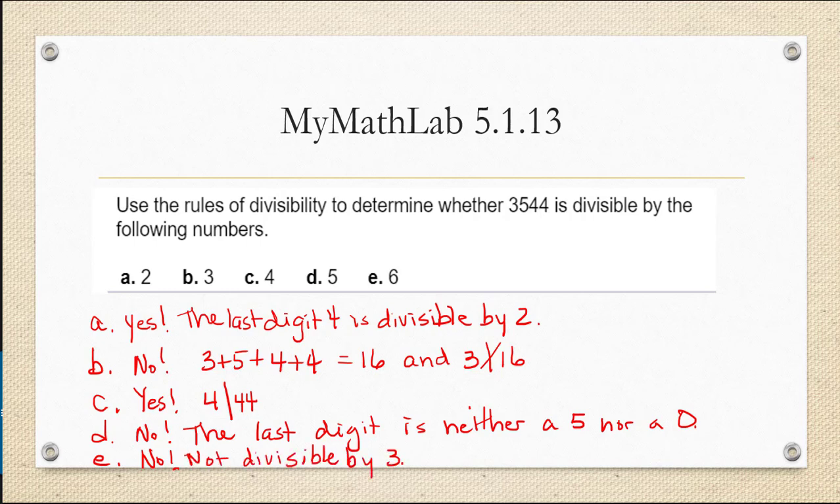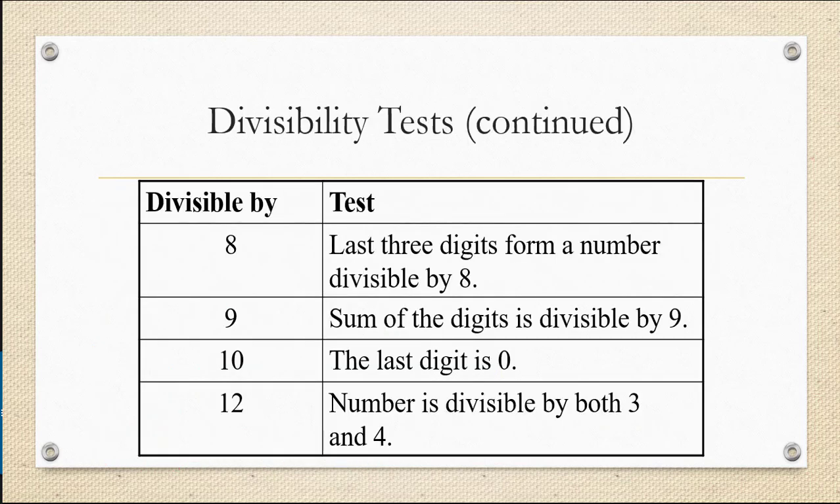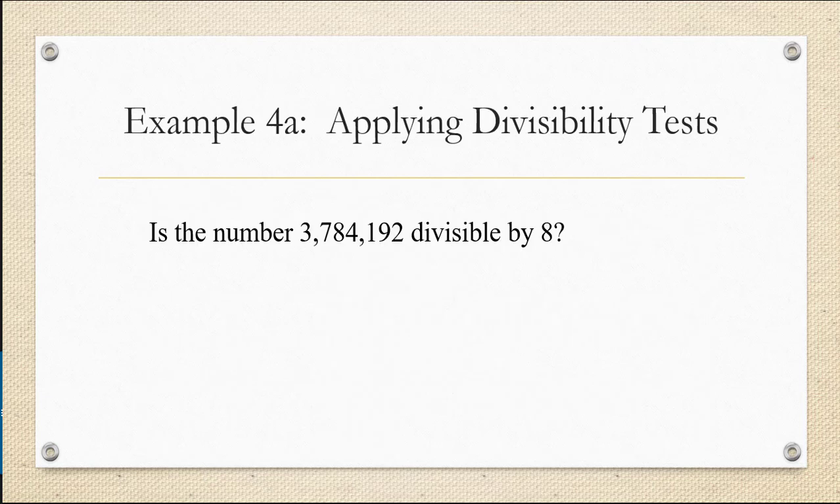Now let's look at some divisibility tests for the numbers 8, 9, 10, and 12. To determine if a natural number is divisible by 8, you can check if the last 3 digits form a number that is divisible by 8. To determine if a natural number is divisible by 9, the sum of its digits must be divisible by 9. And to determine if a number is divisible by 10, the last digit must be 0. And finally, in order for a number to be divisible by 12, it must be divisible by both 3 and 4.